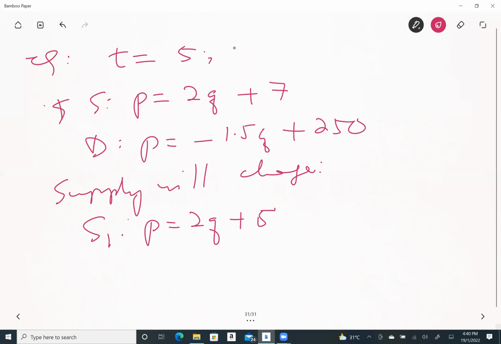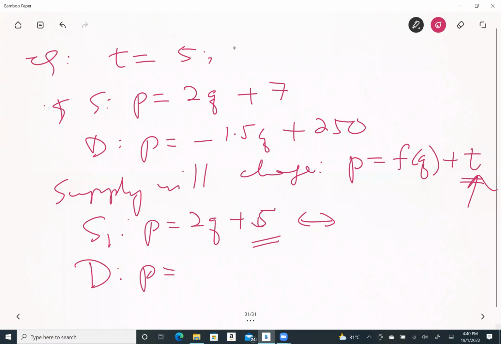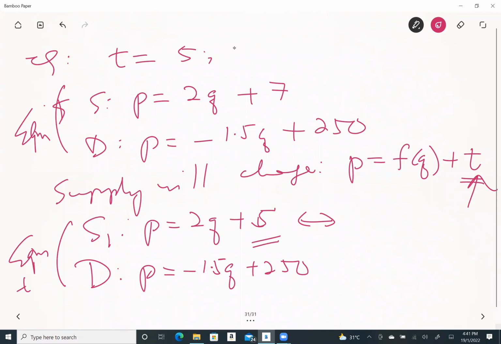How do you get it? The supply will change. You will have P equal to f(Q) plus the tax. So make sure we know how to do that. The tax will be added to the price, or to the supply function. You get the supply function added with the tax, and the demand does not change. Demand is still the same. You got negative 1.5Q plus 250. So here you get one equilibrium before the tax, and here you get the equilibrium with the tax.